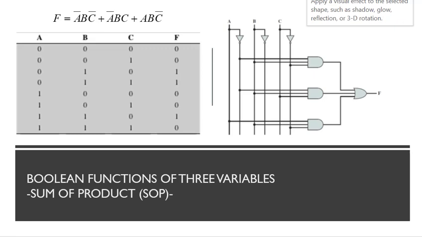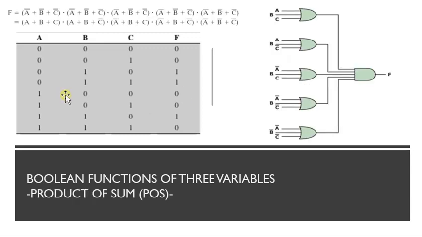Now, if you look at the combinational circuits, for example, in the SOP, we have many gates. Similarly, in the POS, we have many gates. So when we have many gates, it means that we will increase the cost of buying the gates, and also it will increase the processing time.